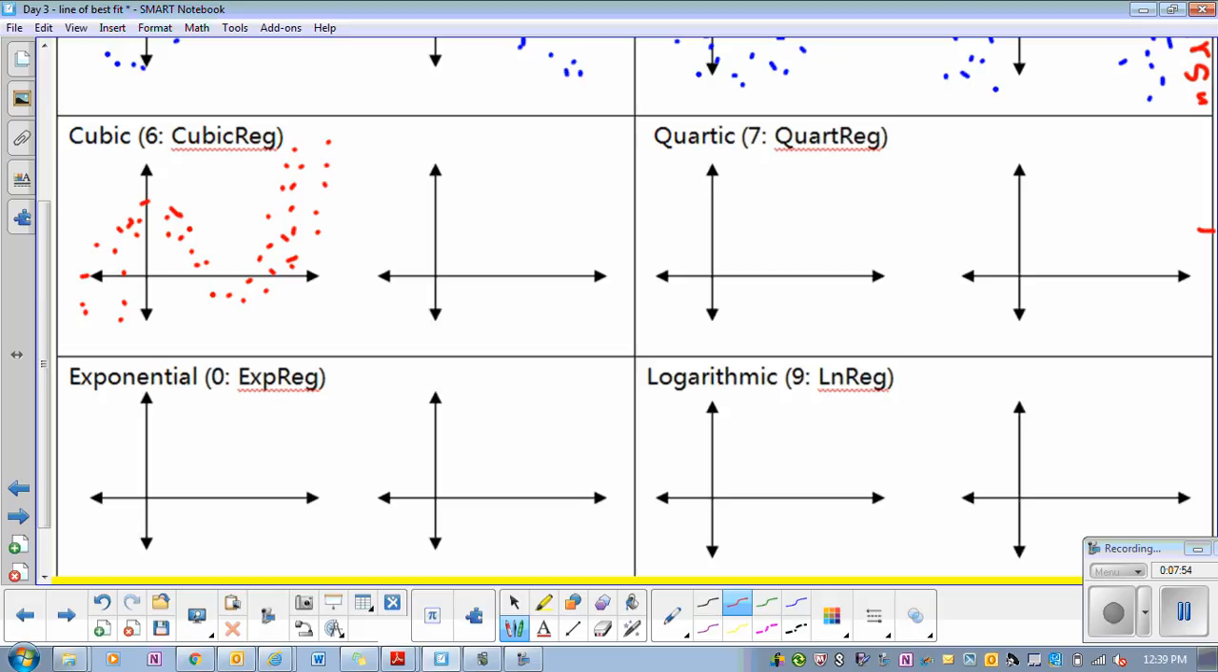Okay, this one has 2 turns. We could have one going the other way.